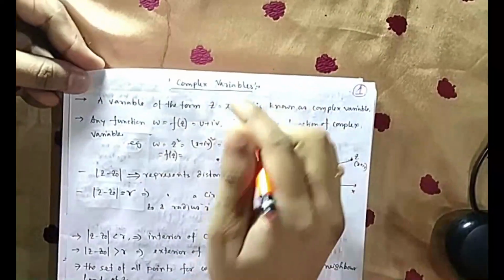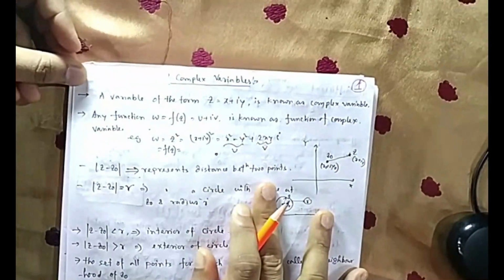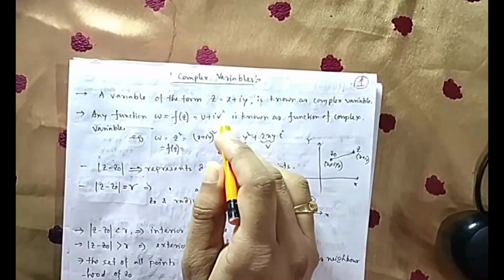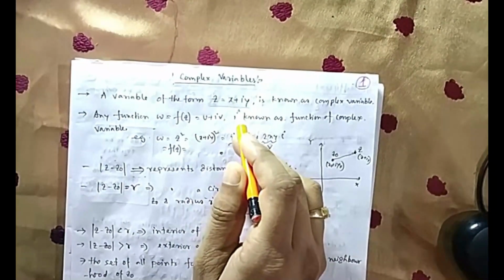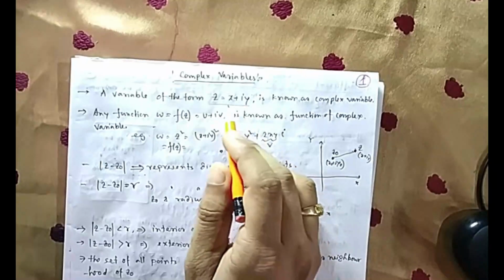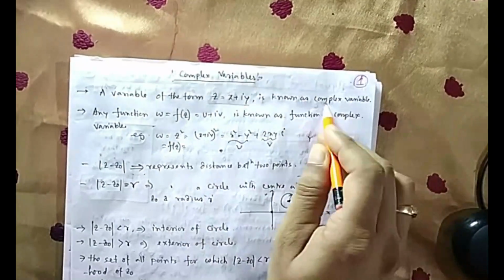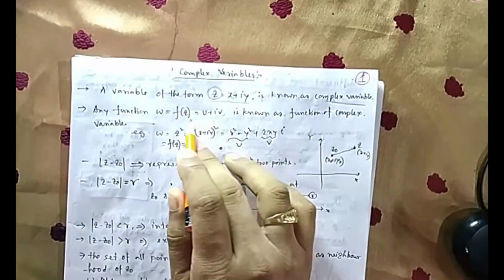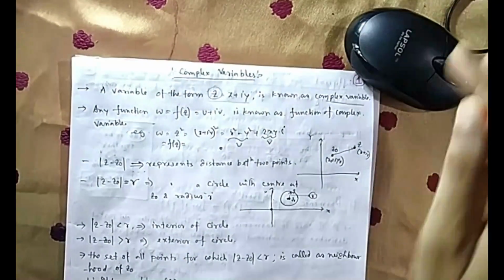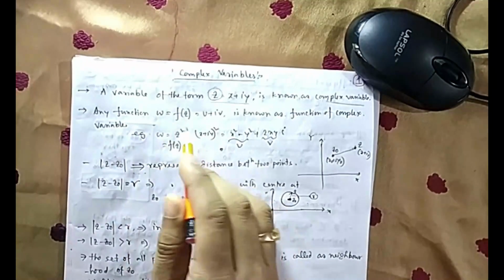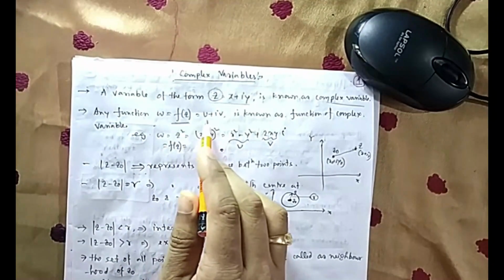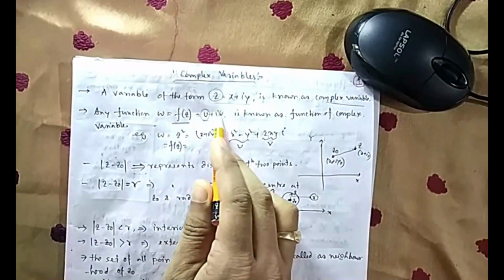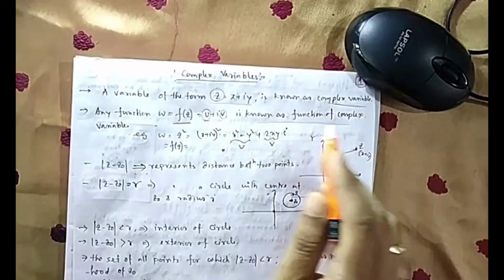So okay students, if we start with what is a complex variable, the variable which is in the form of z equal to x plus iy, where z is a complex number with a real part and an imaginary part, is known as a complex variable. It is generally represented as z. Now for any function w, if it is a function of z, then it will have two real parts, one is u and one is v. Then it is known as a function of a complex variable.